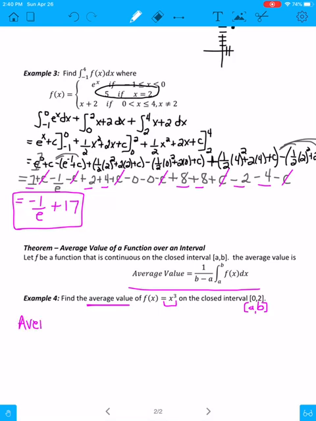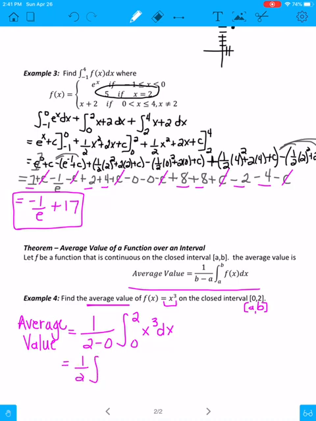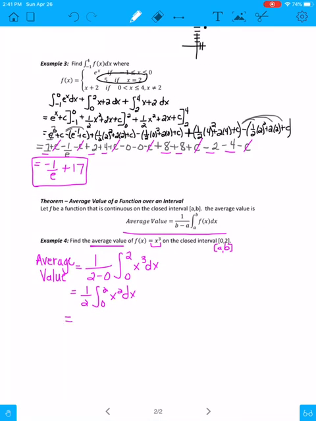So average value equals 1 over b, which is 2, minus a, which is 0, from 0 to 2, x cubed dx. So we're going to get 1/2, 0 to 2, x squared dx. And then we just need to multiply 1/2 by the antiderivative, or the integral, from 0 to 2. So we're going to go 1/2.